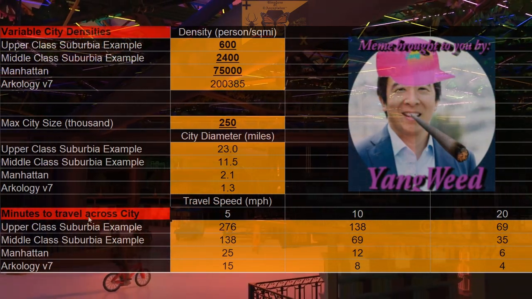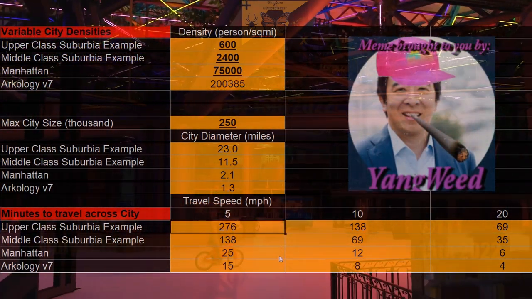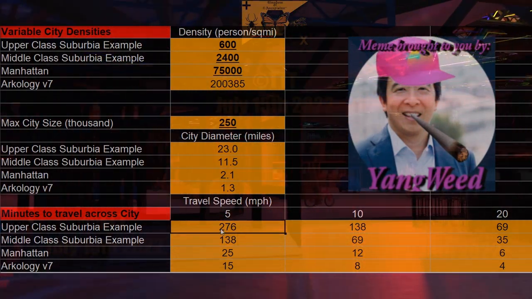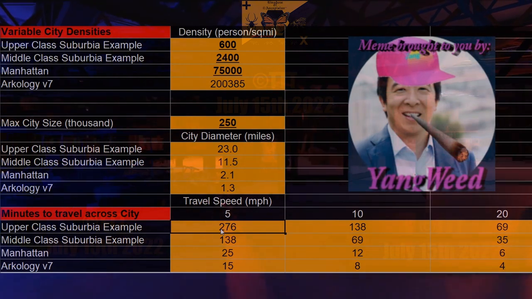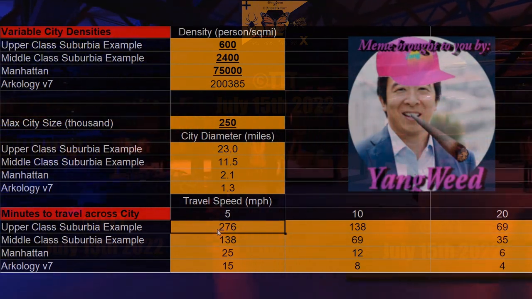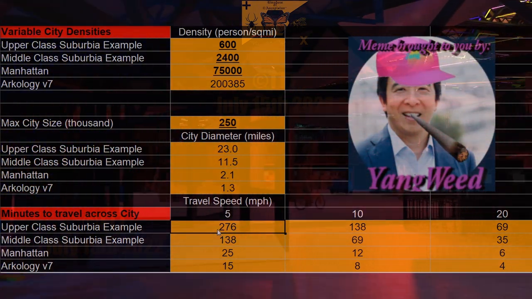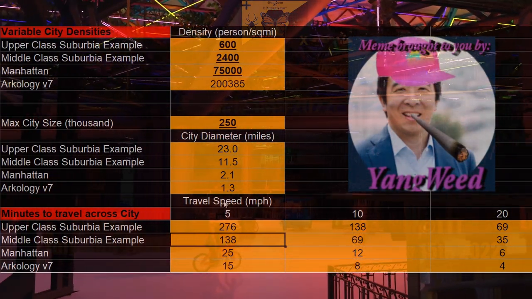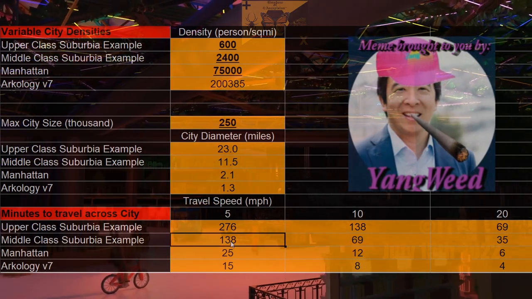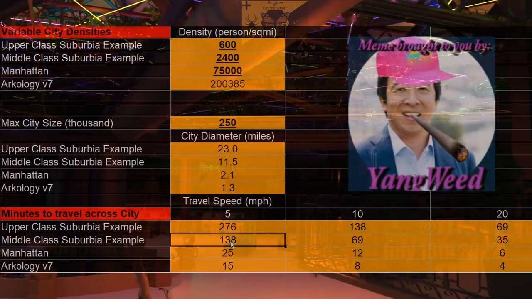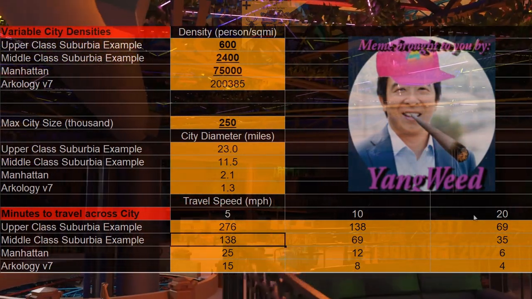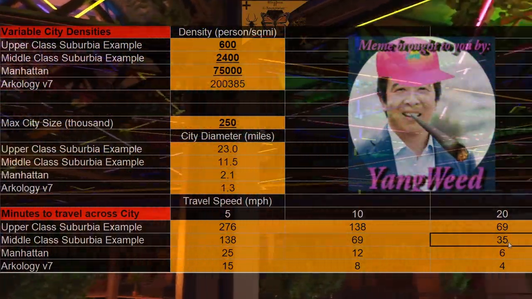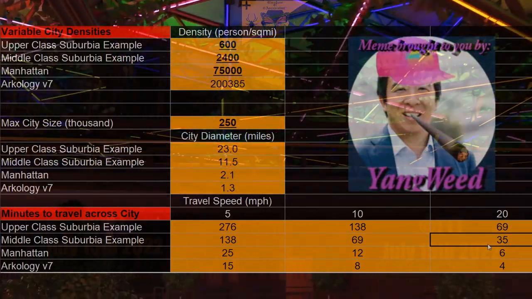This is minutes to travel across the city. 276 minutes. That's a lot. That's 4 hours to travel across the city. This is why car ownership is so necessary in this suburbia. This is 2 hours to travel across the city of 250,000. It's still a lot because you're going so slow. Let's say 20 miles an hour, only 35 minutes. This is more reasonable. This is more something you'd expect.